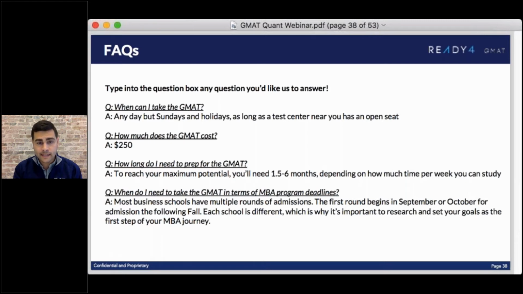When do I need to take the GMAT in terms of MBA program deadlines? So most schools are going to have multiple rounds of admissions. The first round is going to be in September or October for admissions in the following fall. But do your homework, figure out what the schools that you're applying to, what are their deadlines, and then go from there.